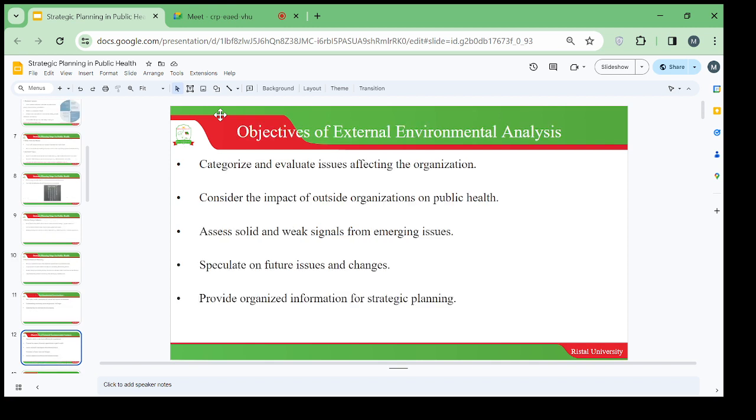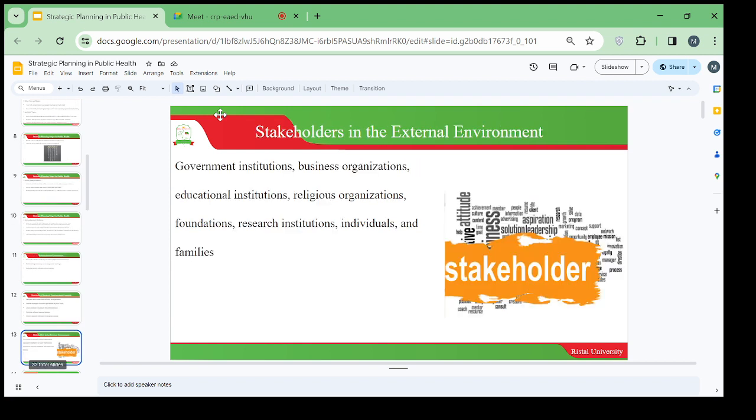Okay, so the objective is that you get data on what is affecting the organization from the internal factors, and then you also look at the external factors and how they can impact the organization, and then it gives you signals on the potential challenges that can emerge. Then you can predict what can happen and how you can solve these problems. When you conduct this external environment analysis, it gives you a very good indication of where you are and what you basically need to do.